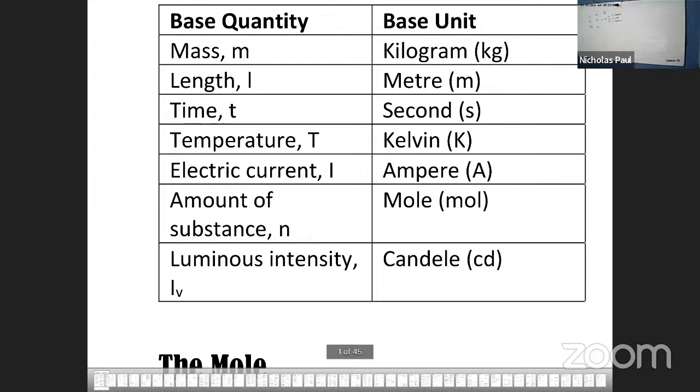The SI unit for mass is kilograms, for length meters, for time seconds, for temperature Kelvin, and for current amperes. This is capital I. Then charge.